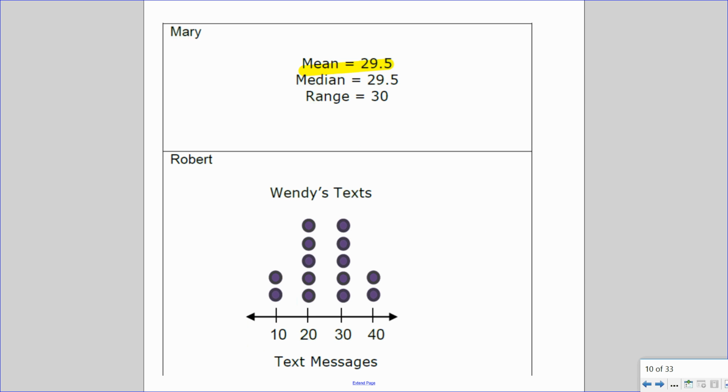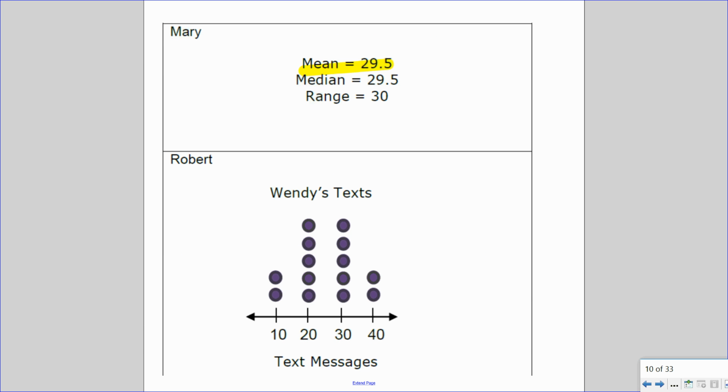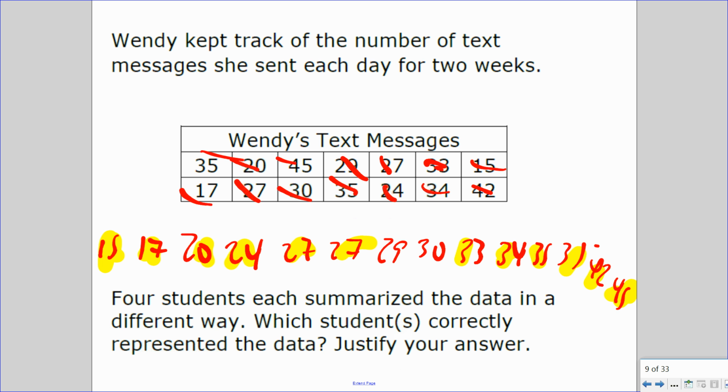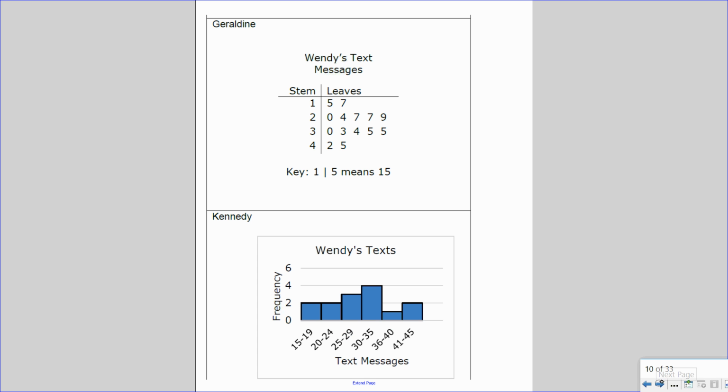Let's look at text messages. So this is a dot plot. There are two. Well, first of all, this is wrong. Do you see 10 anywhere even here? No. All right, next one.